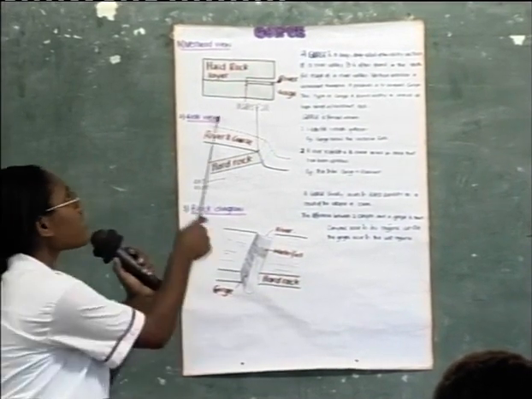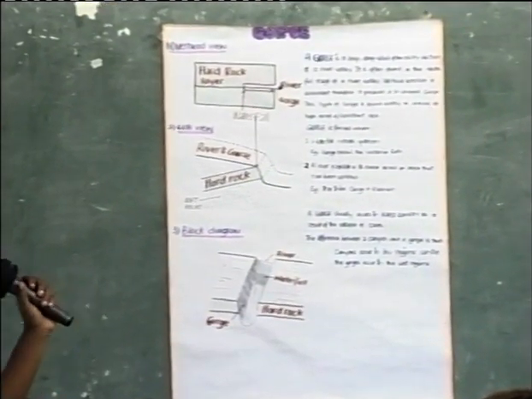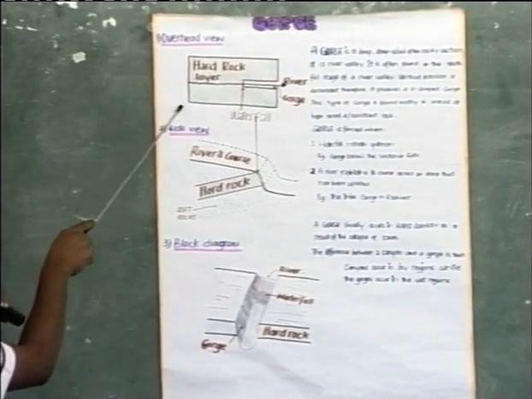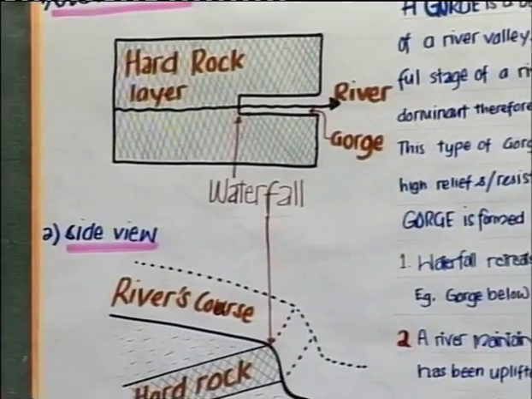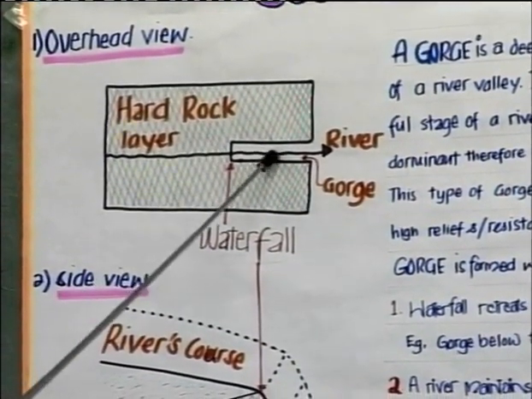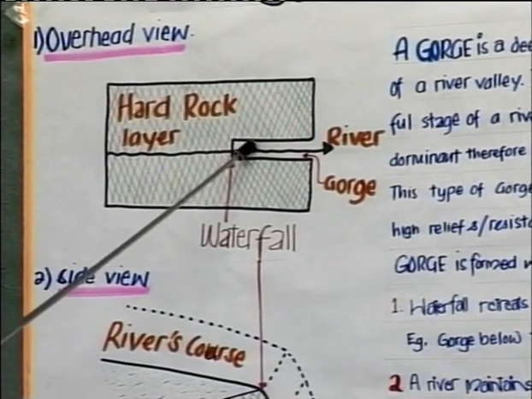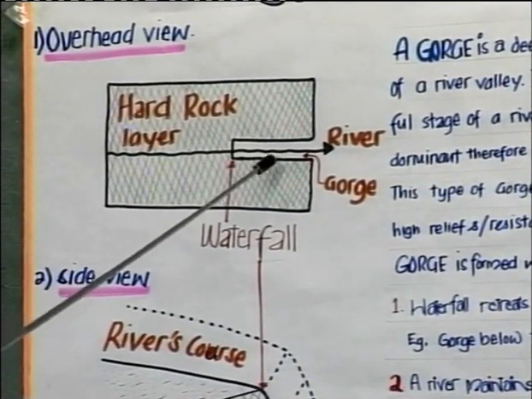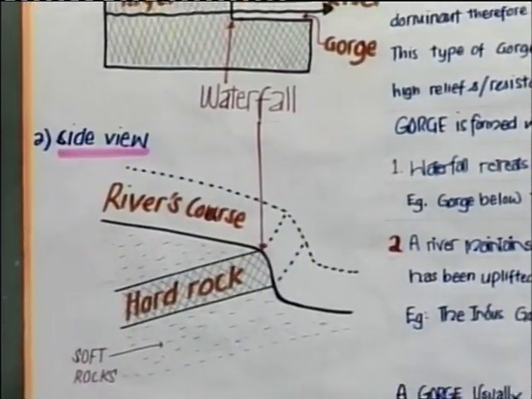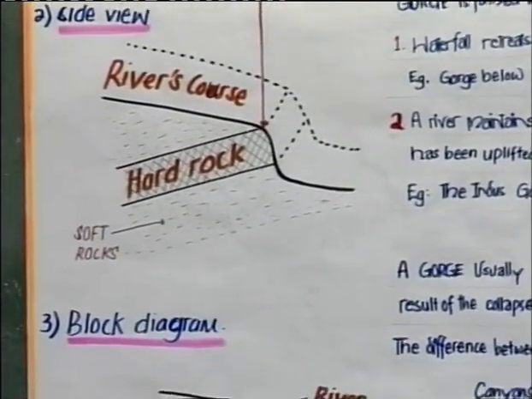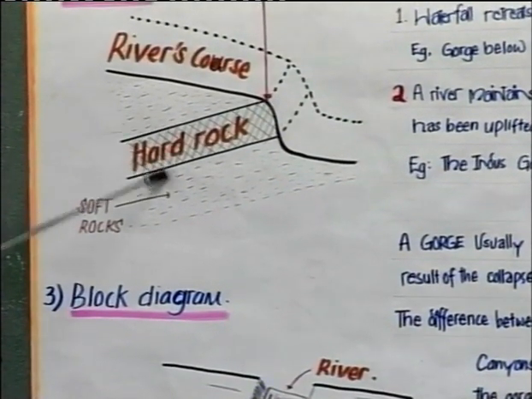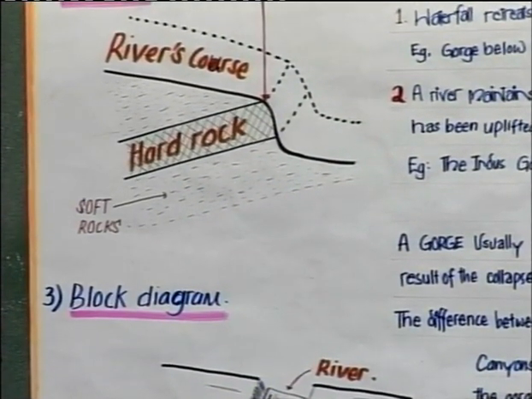Excuse me, I forgot to explain the diagrams here. We have 3 diagrams here. The first one is the overhead view of a gorge, where we have the hard rock layer. Here's the river, and there's a waterfall here. This place here is referred to as a gorge. This is the side view of this block diagram. It actually shows the same thing, but in cross-section form.